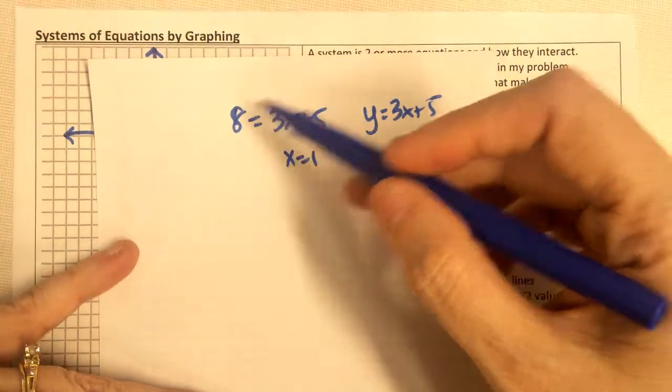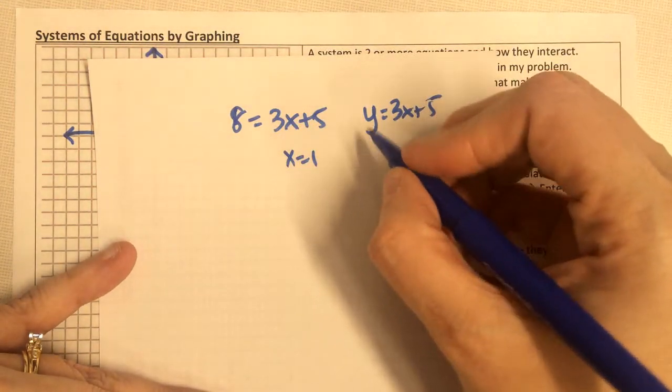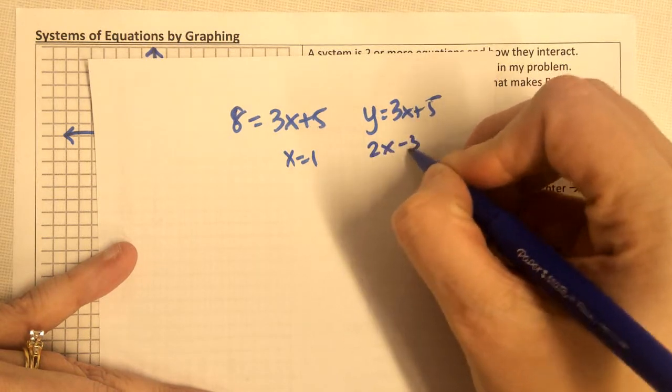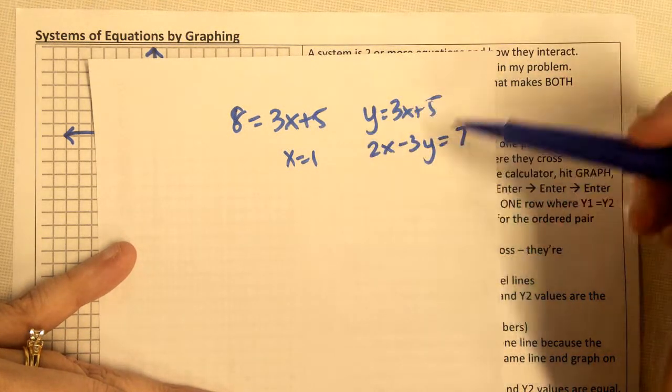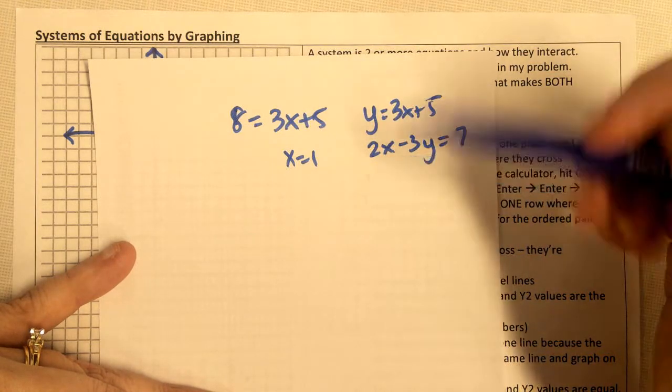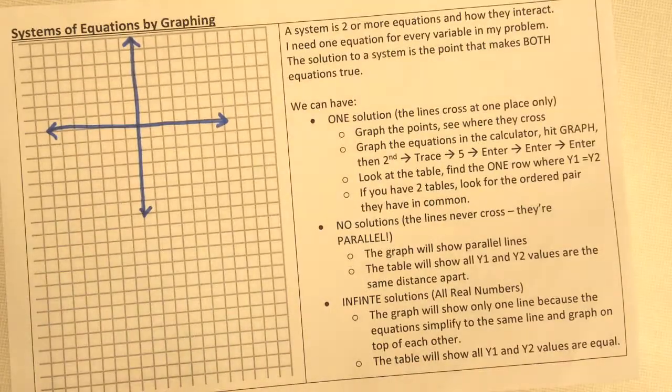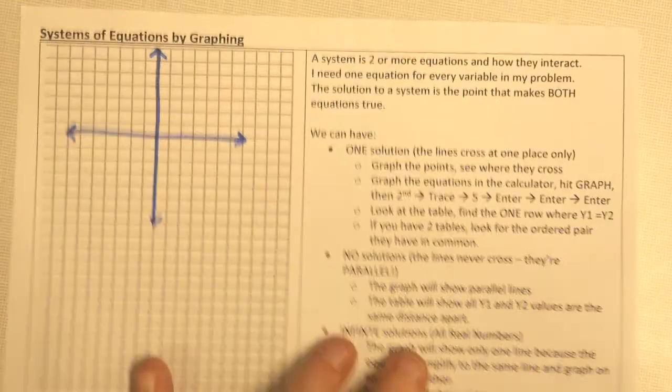A system is, instead of just looking at one equation, I'm going to look at two equations. So let's say 2x minus 3y equals 7. And what coordinate makes both of these true? Okay? So that's what a system is. A system is two or more equations and how they interact.